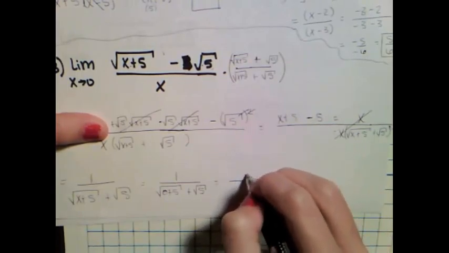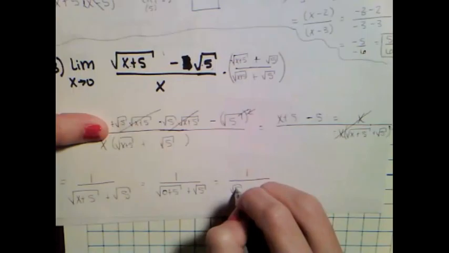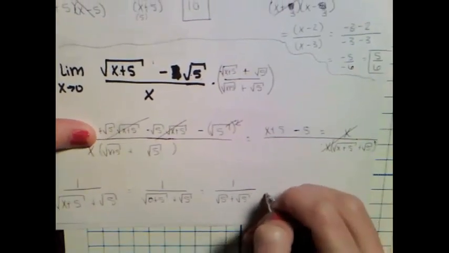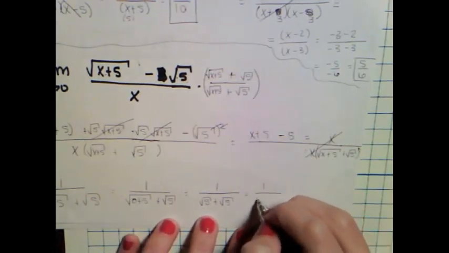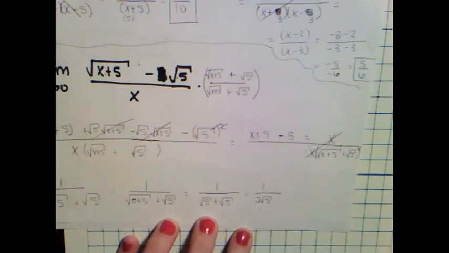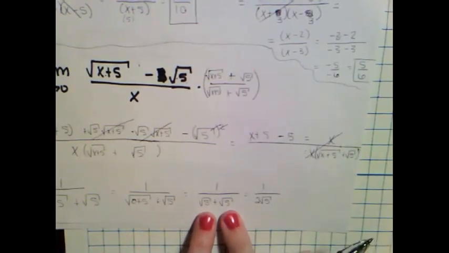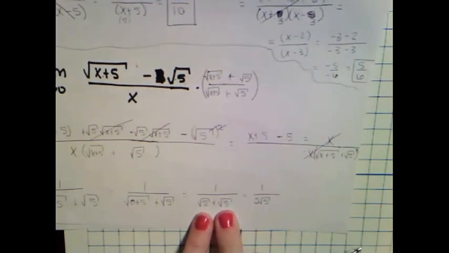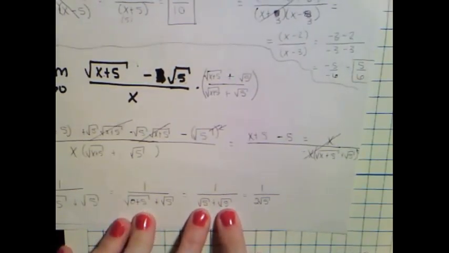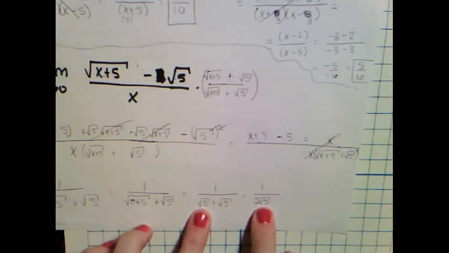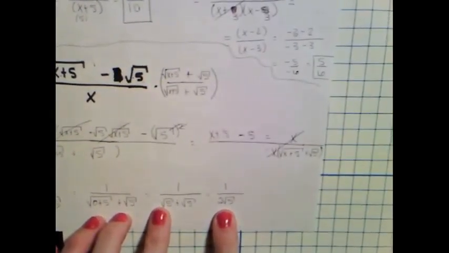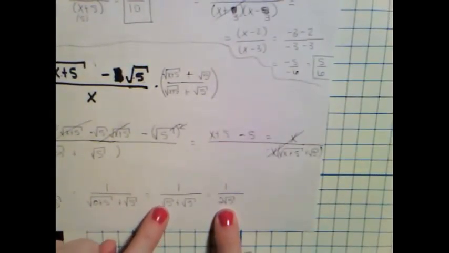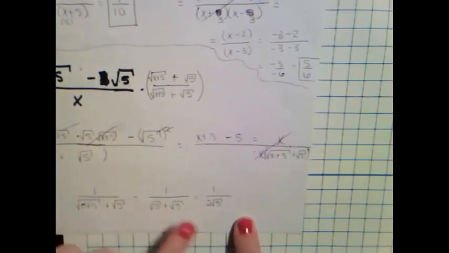Simplify this a little bit. I've got 1 over square root of 5 plus square root of 5, which gives me 1 over 2 square root of 5. The square root symbol kind of acts like a variable here. So like if we had x plus x, that sum would be 2x. Same thing here, we have square root of 5 plus square root of 5. That gives us 2 square root of 5. And I'm not going to simplify this because it's an irrational number. So here's the value of my limit.